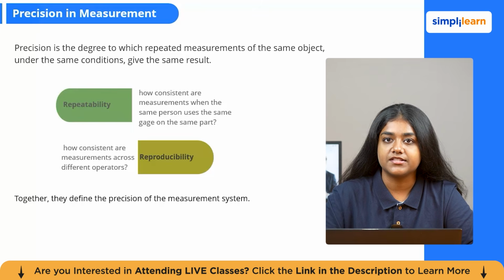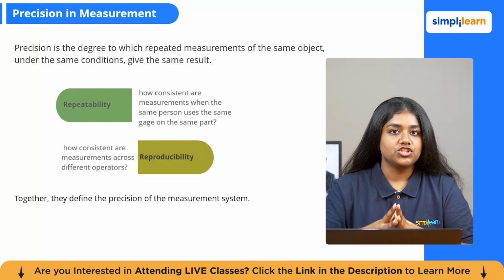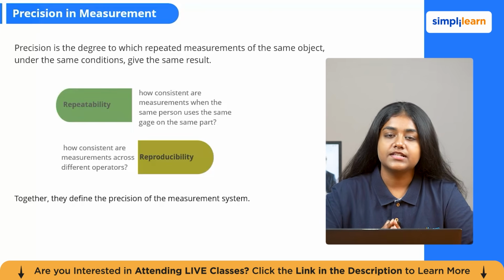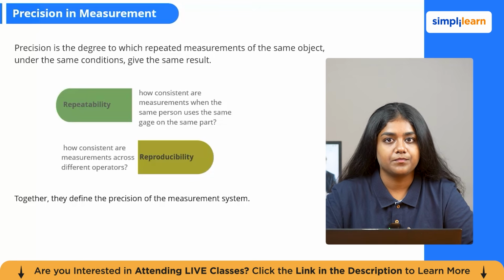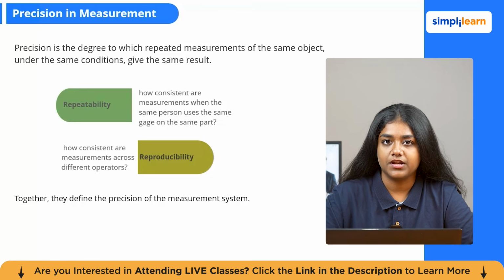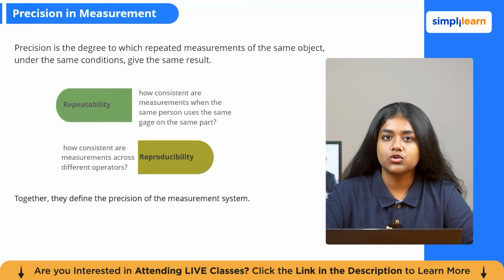Together, they define the precision of the measurement system. So the relationship between repeatability and precision is direct. Poor repeatability means poor precision at the most fundamental level. Even before you introduce multiple operators, if the gauge cannot give you consistent readings to a single operator, precision is compromised. So you might wonder why consistent measurements matter.